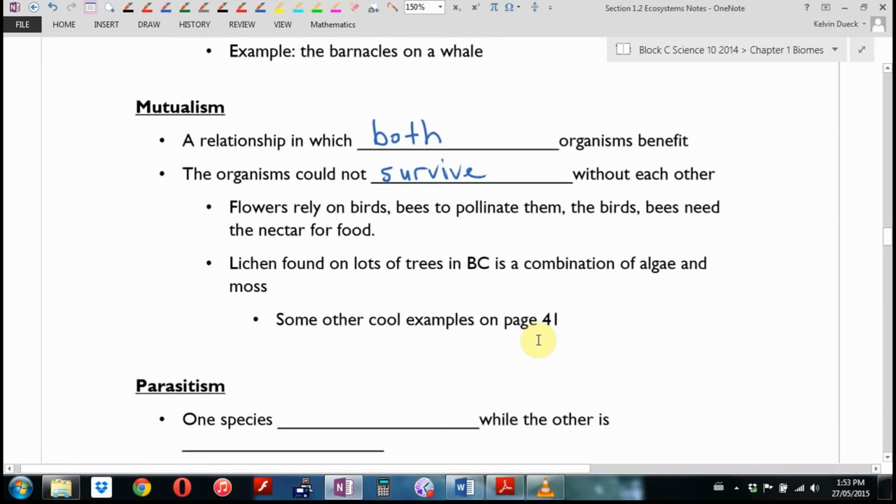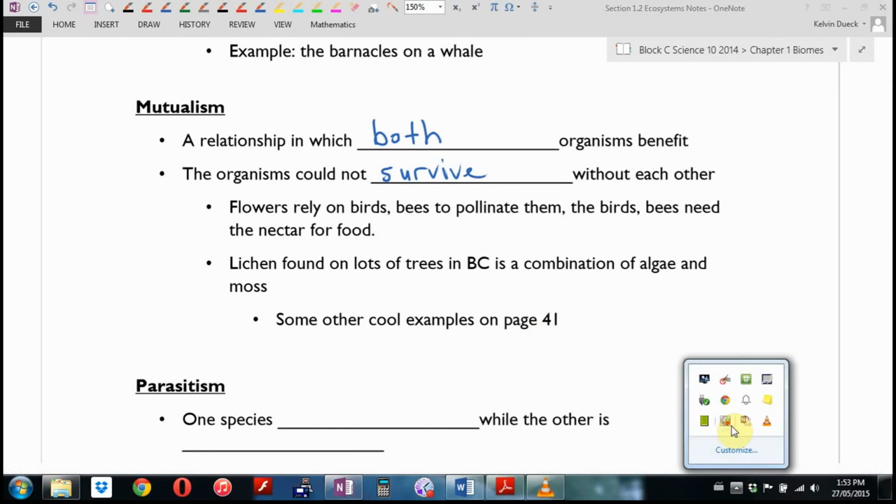I wrote down here some other cool examples on page 41. Put your pencils down.